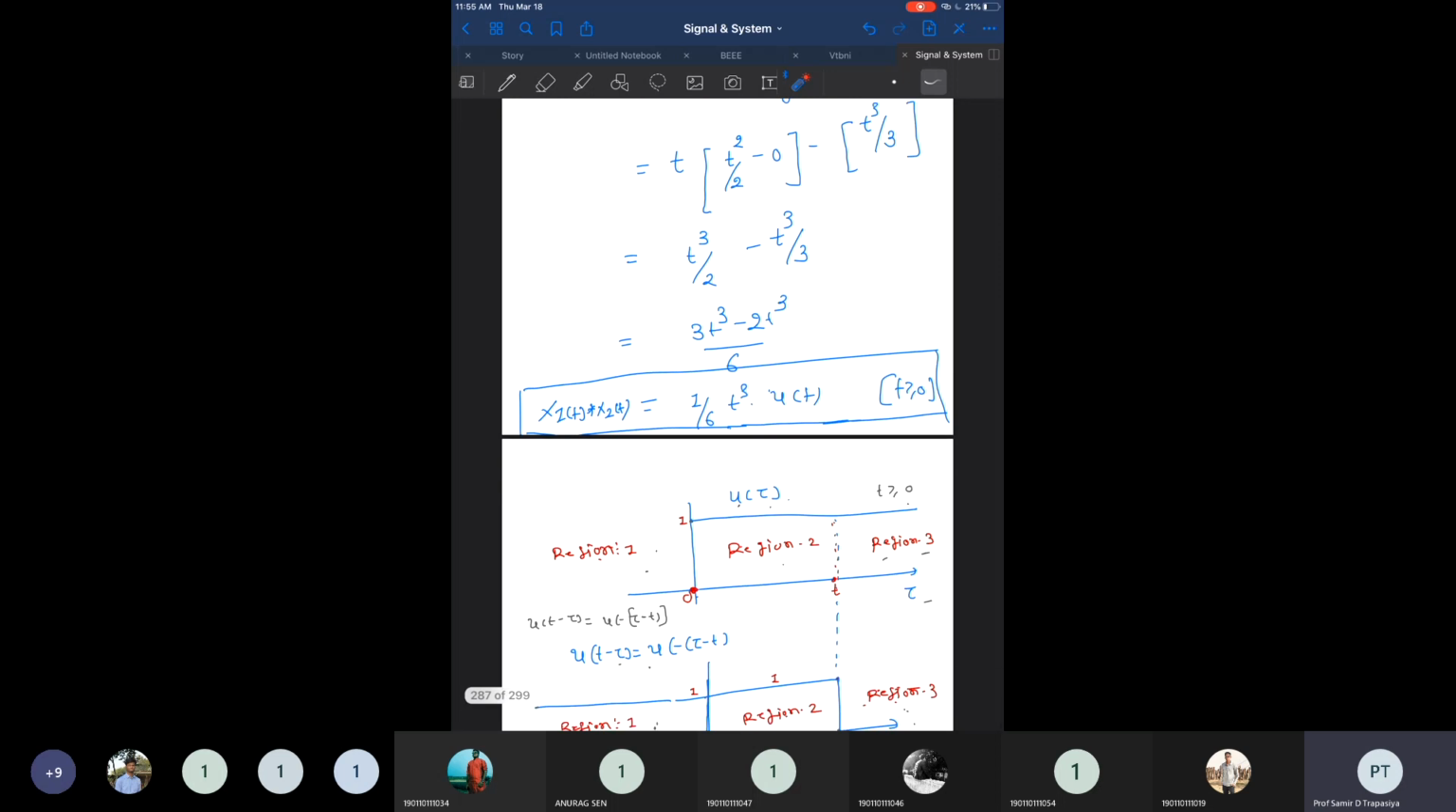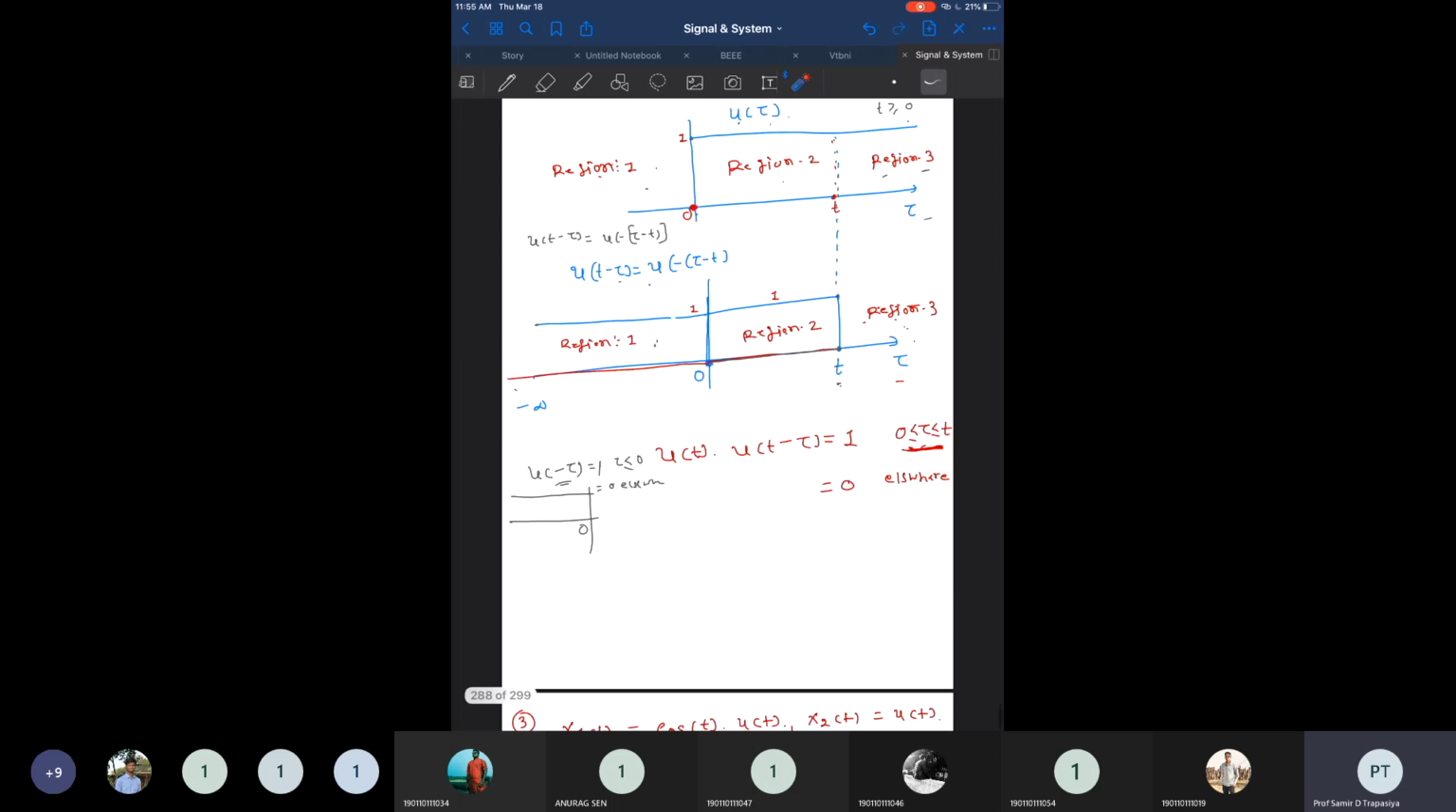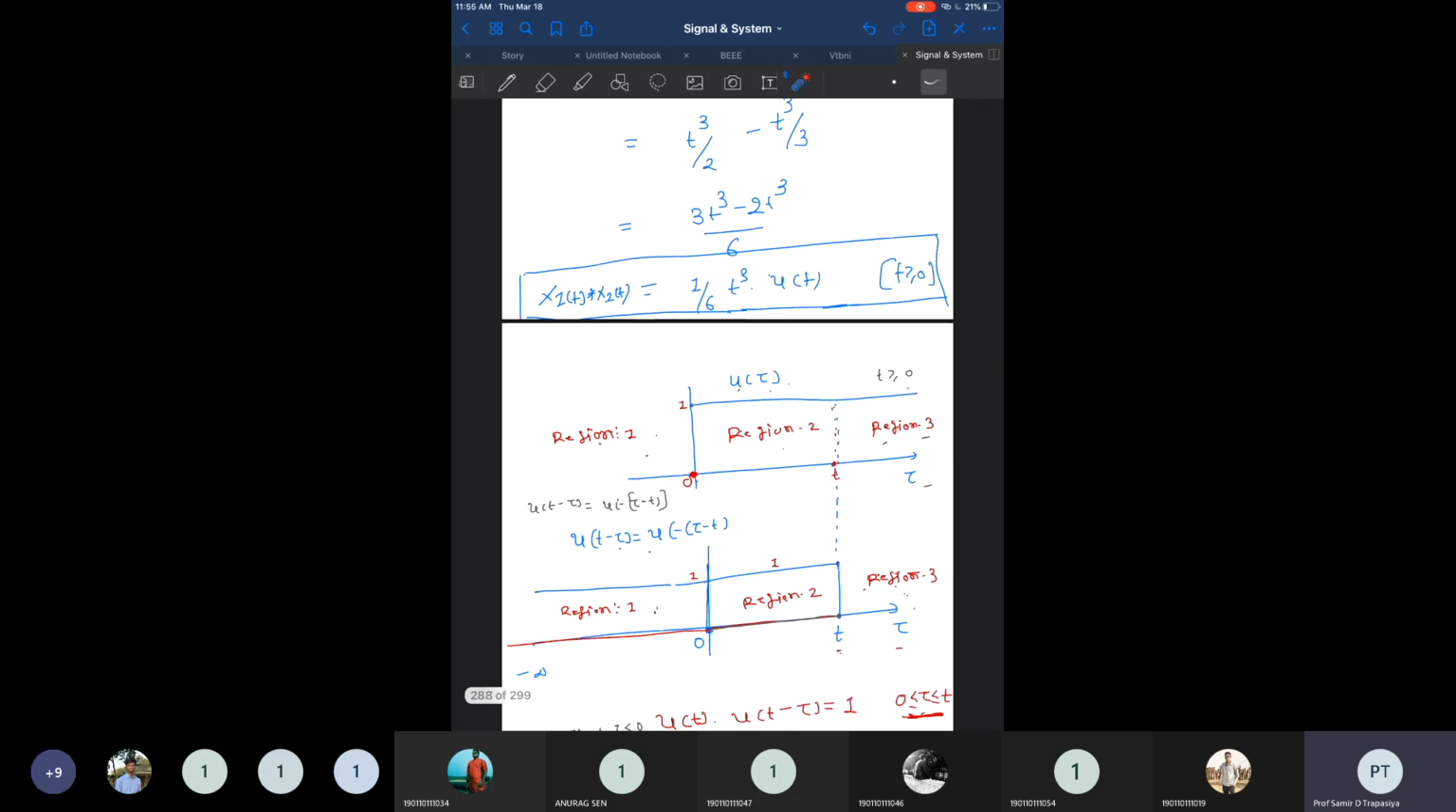So it is t cube by 6, or 1 by 6 t cube, and this is multiplied by u of t. U of t is applied over here, right? U of t is the indication that the signal starts from 0. It is applicable for t greater than or equal to 0. So this is the second example that we have solved.